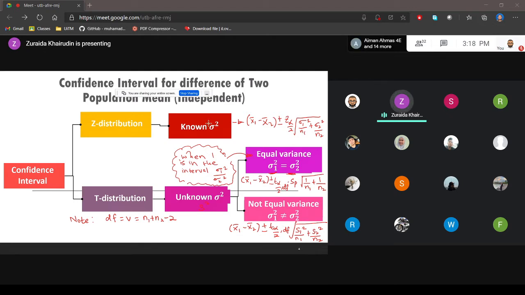For your information, DF, degree of freedom, is equivalent to V. So for V, you can see that if you have only one sample, we use n minus 1. That means one population, n minus 1. But if you have two populations, the formula will be n1 plus n2 minus 2. But don't worry, the formula is provided. Make sure you choose the right one.